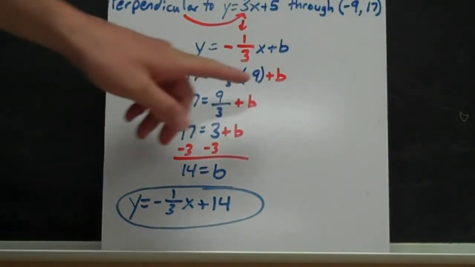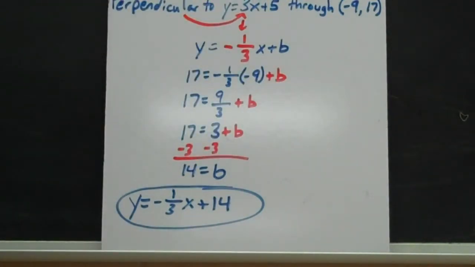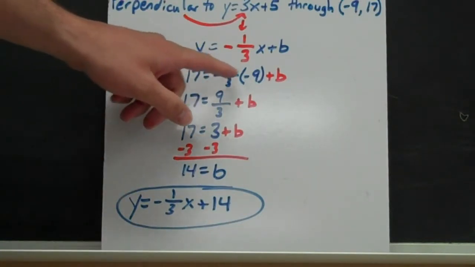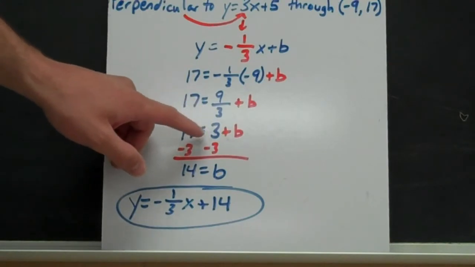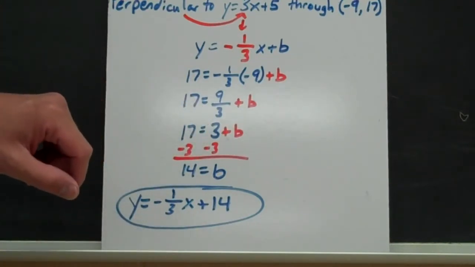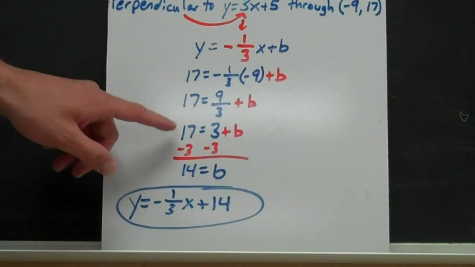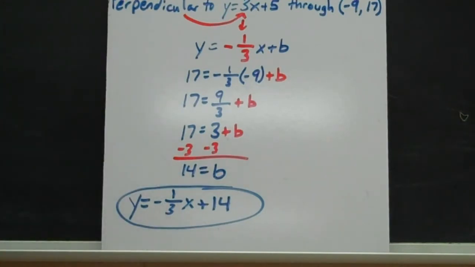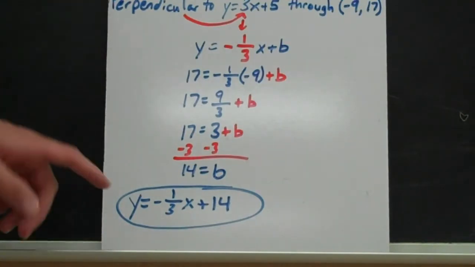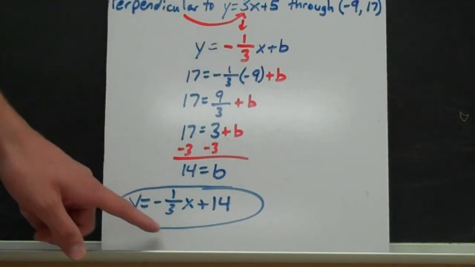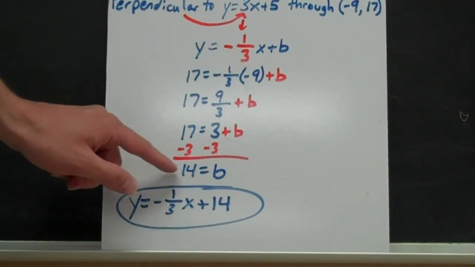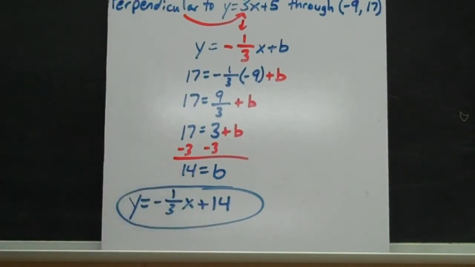And then we're going to, again, solve for b. So -1 times -9 is +9. Divided by 3 is 3. Subtract 3 from each side. 17 minus 3 is 14. So our b value is 14. And we can write our equation. Y equals our slope, -1/3, times x, plus our b value. Our b value is 14, so plus 14.